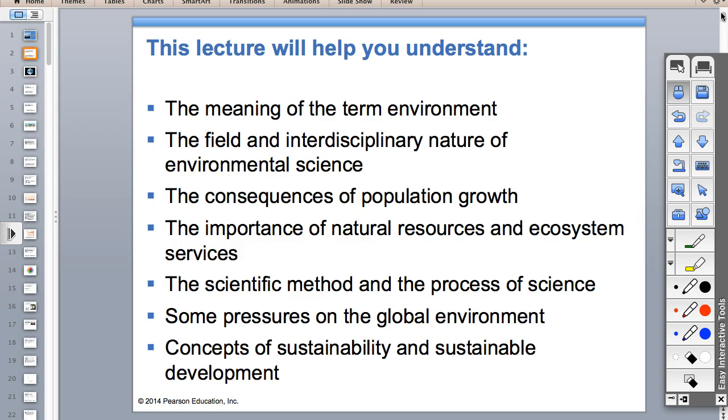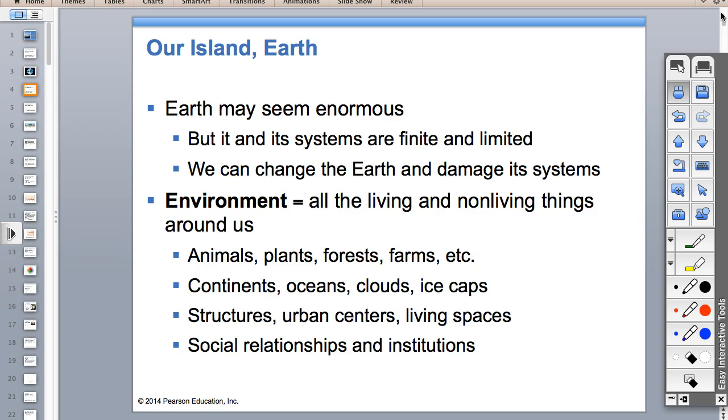Chapter 1 is really trying to get you to understand what environmental science is and how we interact with the environment. That is the topic of the whole course. Also getting some background knowledge on ecosystem services. That's a big term that we're going to talk about. And then what sustainability actually means. So there's the earth.